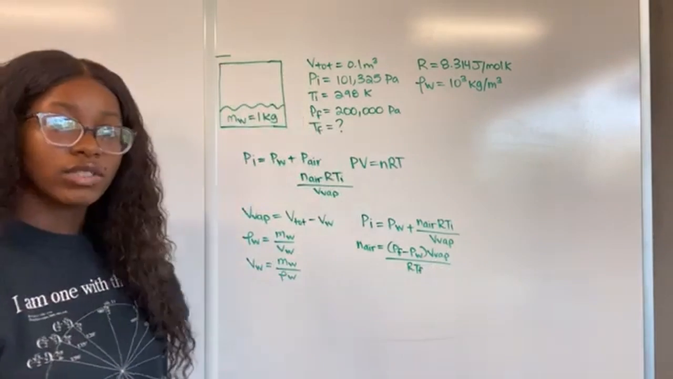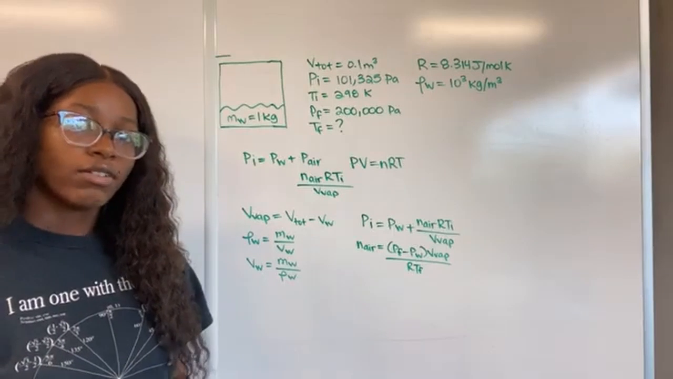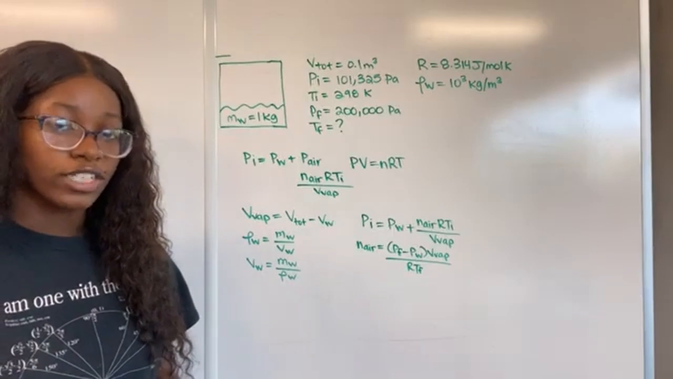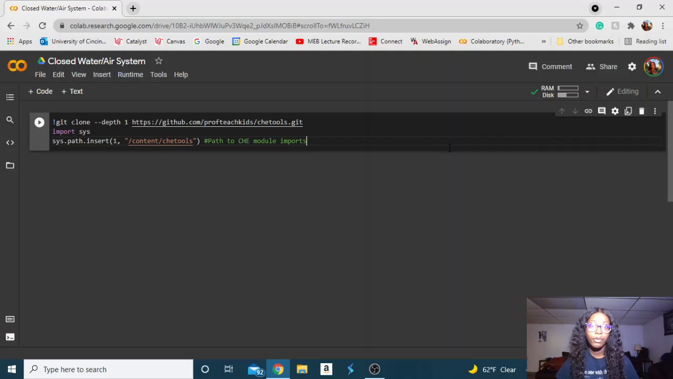And with all of this work we have done, we are now able to calculate what the final temperature would need to be for the container to reach a final pressure of 200,000 pascals. So as I mentioned before, we're going to be coding this problem in Colab, and the first thing that I'm going to do is run this cell with preloaded code in it.